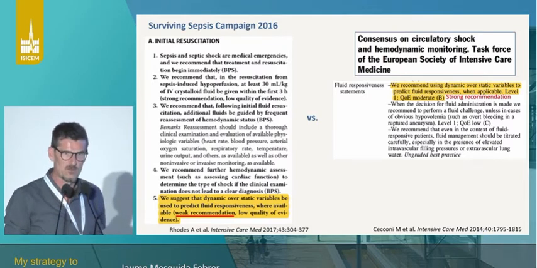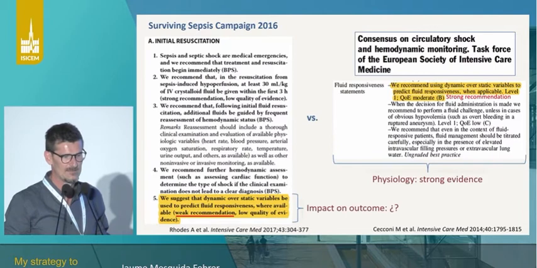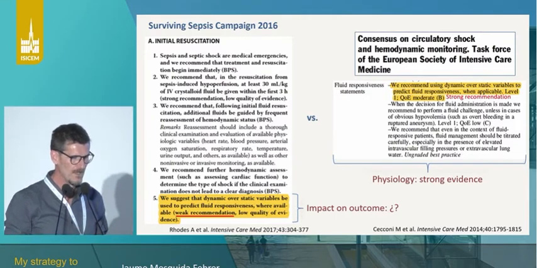If I want to manipulate oxygen transport, what should I do? A weak recommendation or a strong recommendation? I would aim for the strong recommendation. So we have a strong recommendation based on physiology. We know that dynamic parameters reliably tell us if the patient will respond to fluids, if I want to optimize cardiac output. The problem is we cannot take decisions only thinking about the final outcome of the patient. So that was one of the questions we have to deal with.